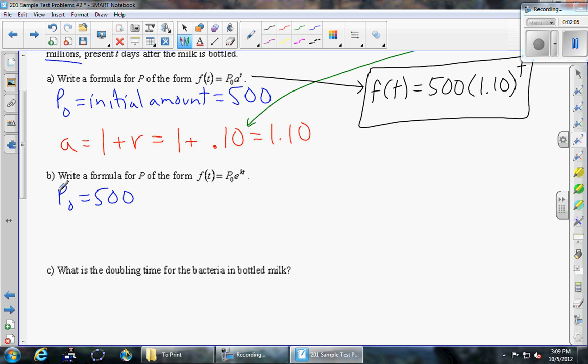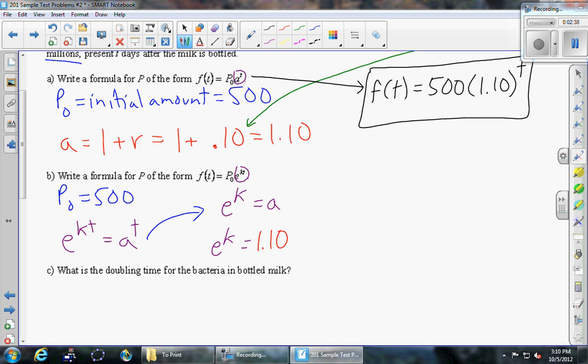We know that e to the kt is supposed to agree with a to the t. Those two pieces are exactly in the same spots, and we need them to equal each other. Take the tth root of both sides, or raise both sides to the 1 over t, and the t's cancel, so we just get e to the k is a. But we happen to know what a is. We found it up above. e to the k is 1.10.